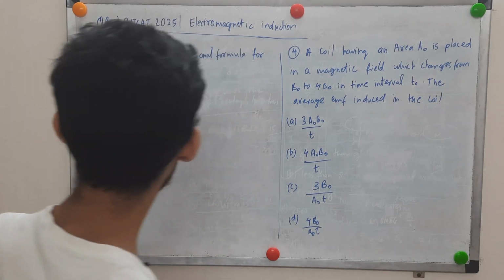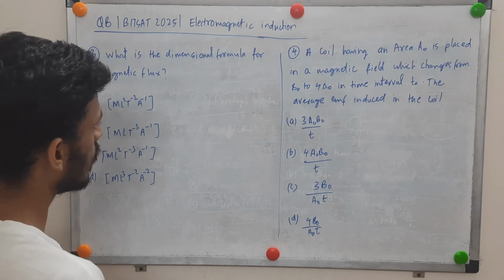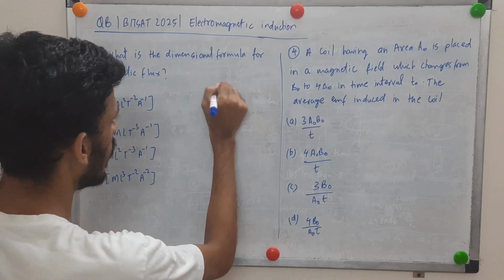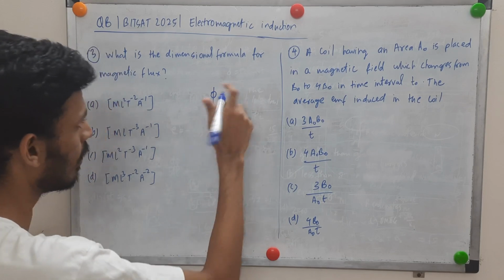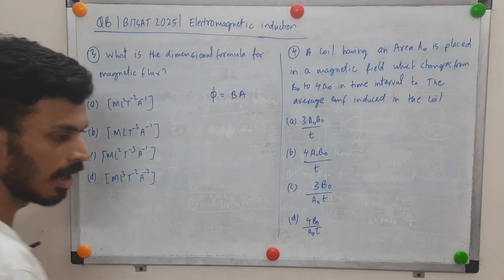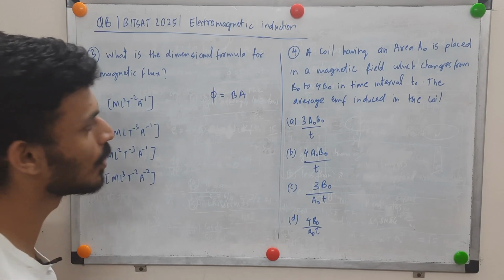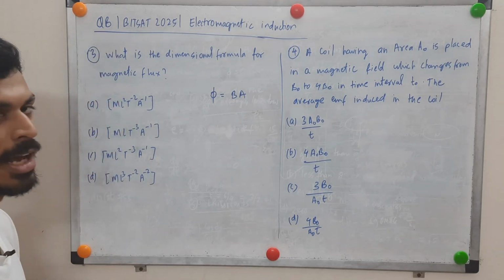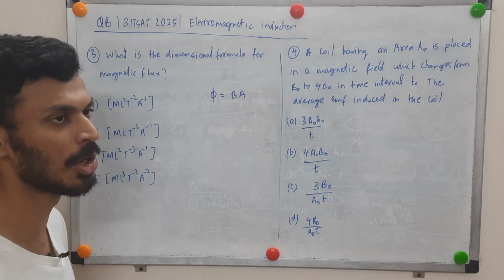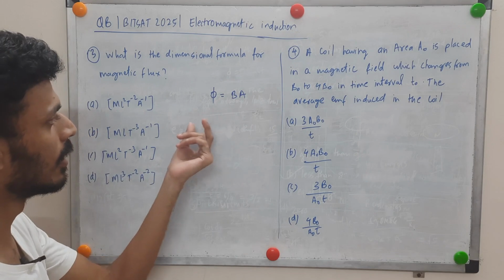In question 3, we are asked for the dimensional formula for magnetic flux. You can try this as an exercise. I'll write the formula, BA. You can pause the video here and try it, see how much time it takes you. It's a question from simple dimensional analysis. It will tell you your hold on dimensional analysis. So you might think it's easy, right?